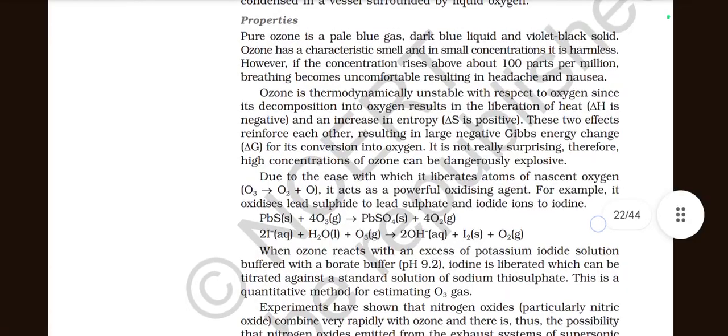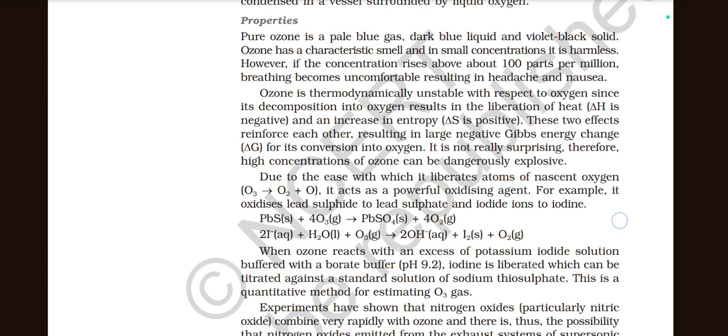Properties. Pure ozone is a pale blue gas, dark blue as a liquid, and a violet-black solid. Ozone has a characteristic smell and in small concentrations it is harmless. However, if the concentration rises above 100 parts per million, breathing becomes uncomfortable, resulting in headache and nausea.